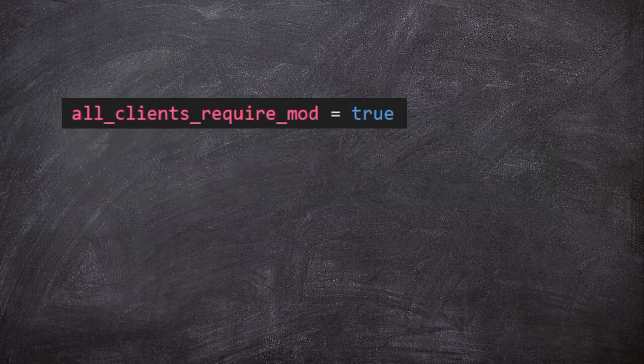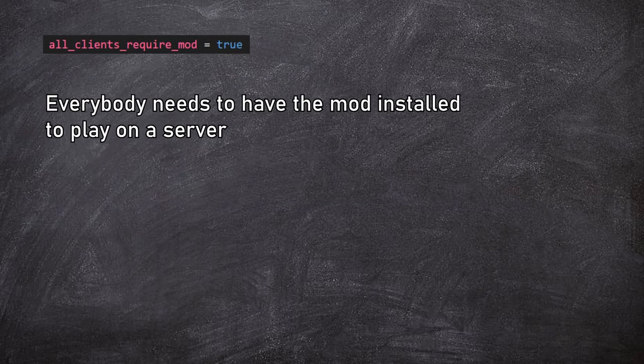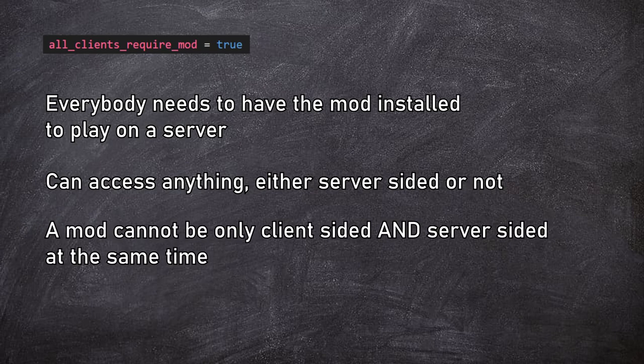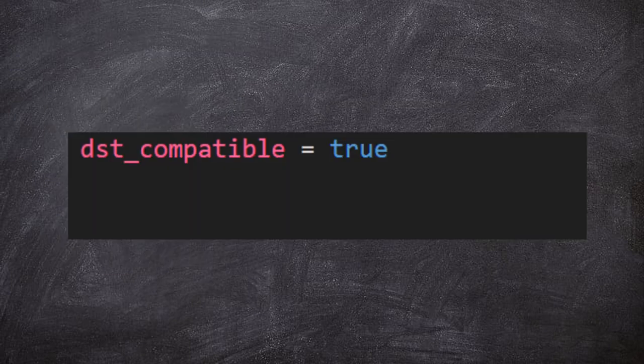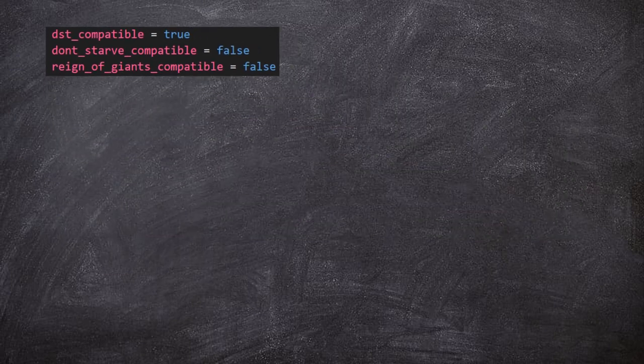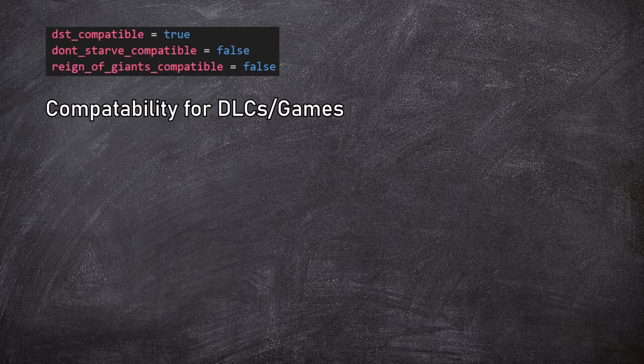All clients require a mod. Makes your mod server sided, basically forcing anyone playing with you to also have that mod installed. Client only mod and all clients require mod are mutually exclusive. DST compatible, Reign of Giants compatible, and Don't Starve compatible are simple compatibility flags to let the game and the players know what games or DLCs your mod is compatible with.